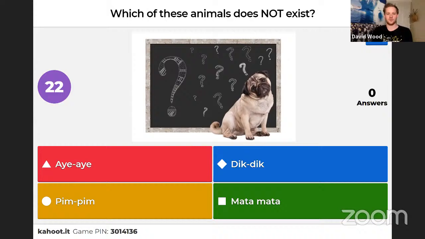Which of these four animals does not exist? Three of them are going to be real, very real animals, but one of them does not exist. Is it an I-I, a Dick-Dick, a Pim-Pim, or a Mata-Mata? Get those answers in quickly.